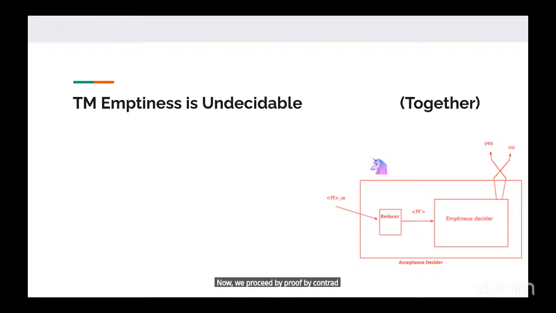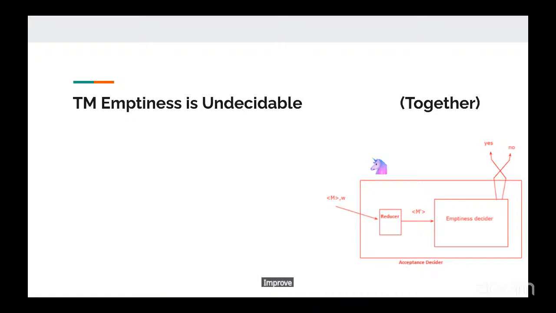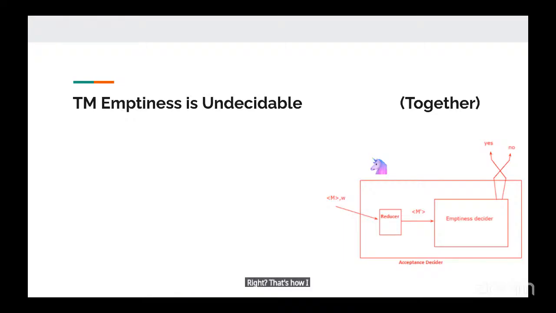So we've seen this quite a few times in the subject. We're coming back to it again. The proof by contradiction always works in a particular way, right? We make some assumption, we reach some logical inconsistency, and because we've reached a logical inconsistency and we only made one assumption, we can conclude the assumption we made was wrong. That's how it always proceeds in any kind of proof by contradiction.